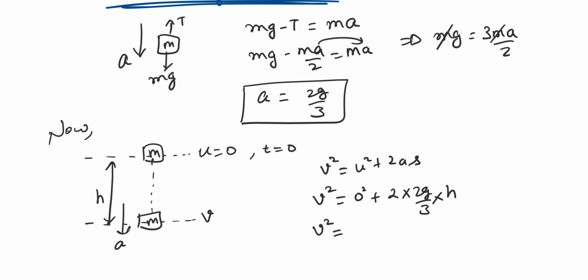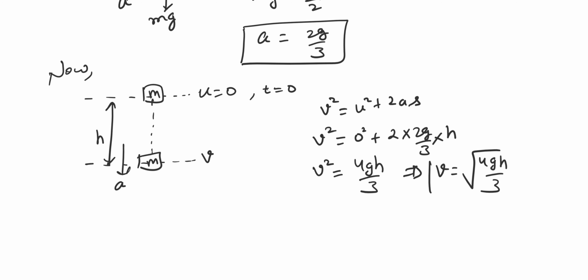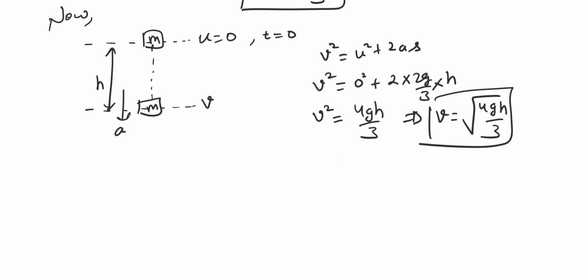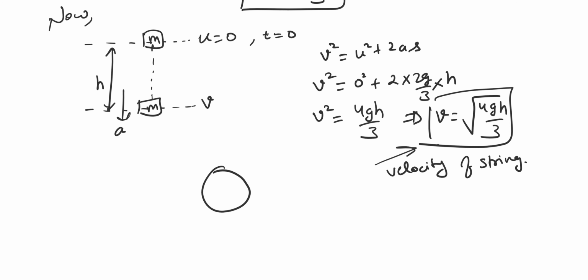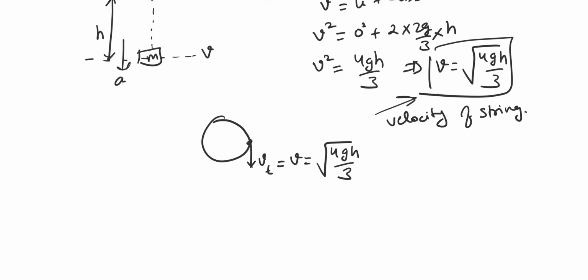From here we get v square as 4gh by 3, or we can say velocity is root of 4gh by 3. Now again, this is the velocity of the string. So this would be same as the tangential velocity of the pulley. So if we have this as a pulley, the tangential velocity v is equal to root of 4gh by 3.